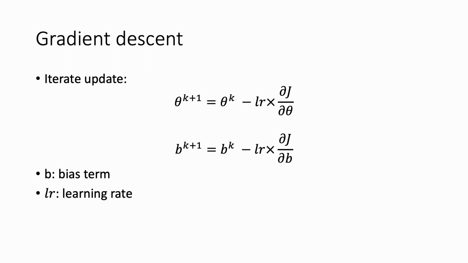The new theta, theta k plus 1, equals theta k minus the learning rate multiplied by the derivative of the loss with respect to theta. And the same with the bias term. We update the new bias term by subtracting from the old bias term the learning rate multiplied by the derivative of the loss with respect to the bias term.